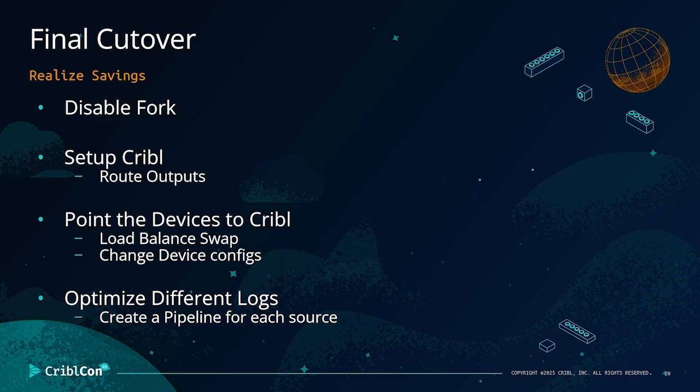Now, this is where you get the real power. You can create pipelines for each of your sources. And the obvious first pipeline should be your very heavy, high-volume data sets. That way you can save as much as possible with as little effort as possible.